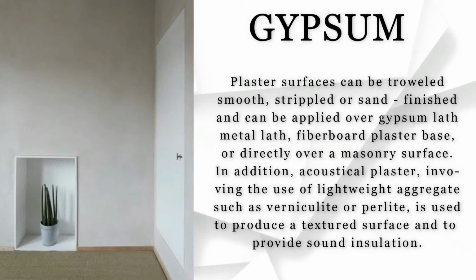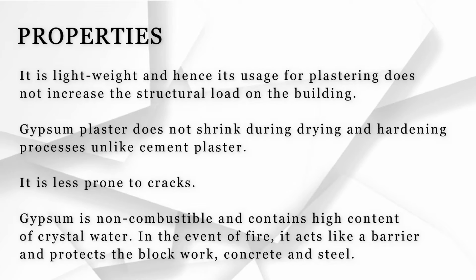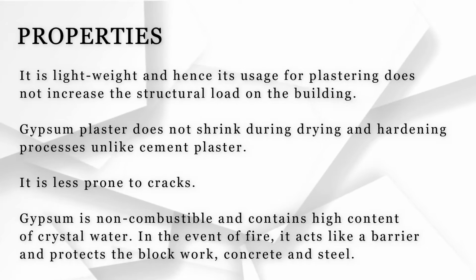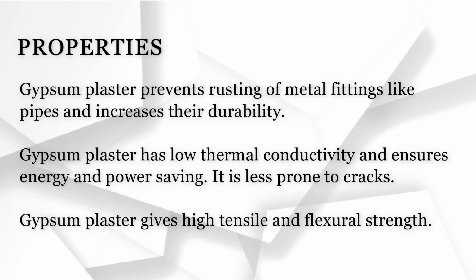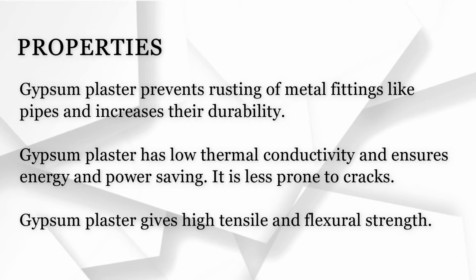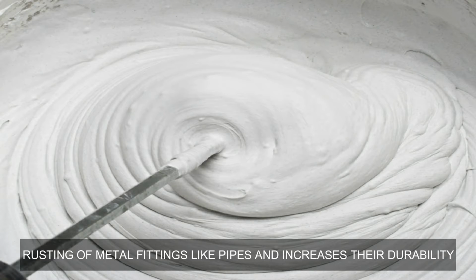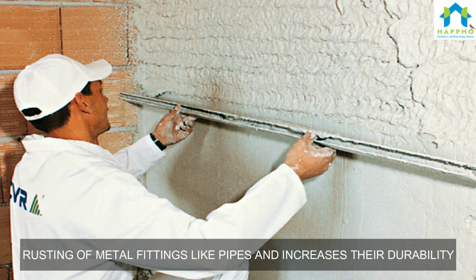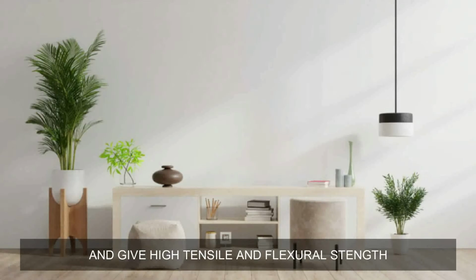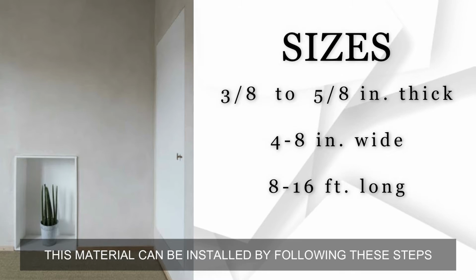The next type is the gypsum or plaster. Gypsum is one of the best known types of interior finish produced by plaster, in which gypsum is one of the basic ingredients. Some of its properties include the ability to prevent rusting of metal fittings like pipes and increase their durability, and give high tensile and flexural strength. This material can be installed by following these steps.